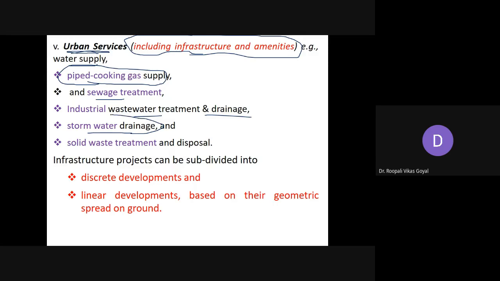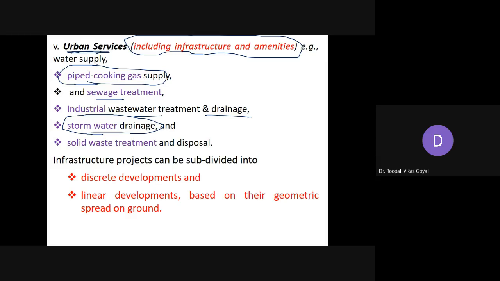This stormwater drainage pipeline or arrangement is very important, because most of the floods that we observe in city areas are due to the stormwater drainage either not being properly prepared or installed, or not being properly managed and maintained. If they don't clean it properly, that causes the flood.